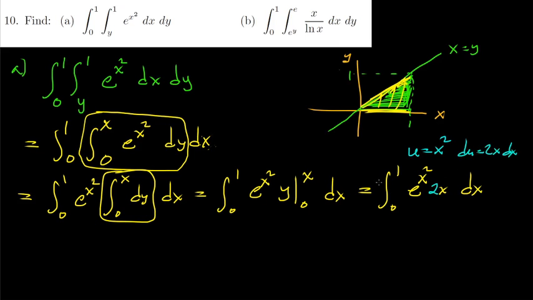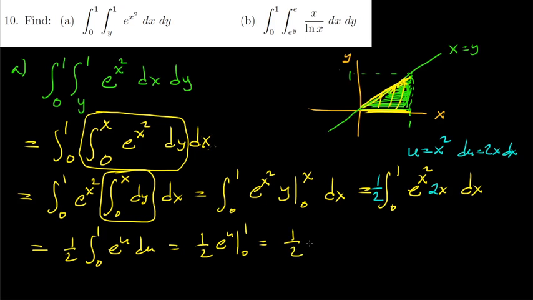So just multiply by 2, divide by 2, and we're going to get 1/2 the integral of e to the u du from, well, 0 to 1, right? 0 squared is 0, 1 squared is 1. So this is 1/2 e to the u evaluated between 0 and 1. So 1/2 of e minus 1/2 of e to the 0, which is 1. So e minus 1 over 2.